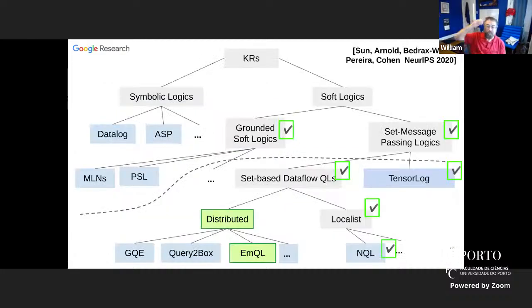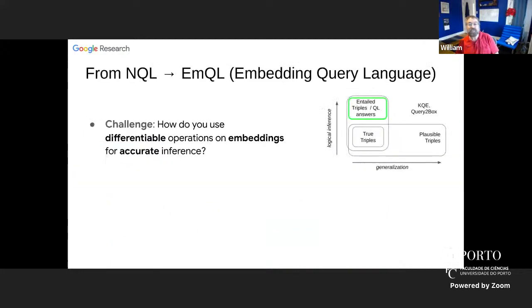So this takes us to the next part of my knowledge representation tree, which is distributed versions of these set-based query languages. This is work that was done a year or two back. It came out in NeurIPS last winter.